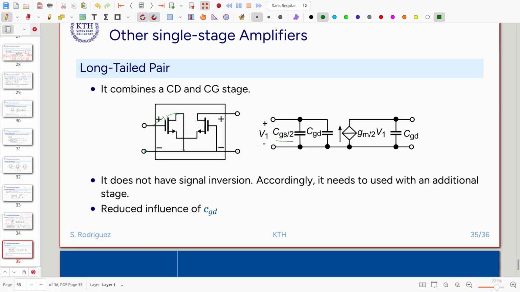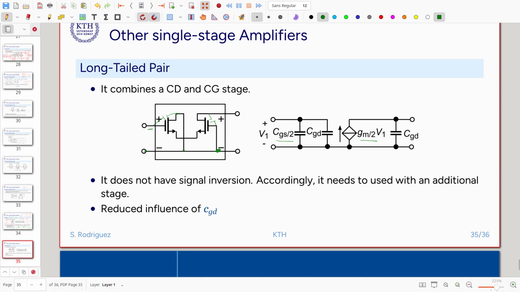We see here also that it shares with the differential pair the half of the transconductance, because now we are having just a factor of 2B in the ABCD parameters, so we have half of the transconductance that is working. And we have also that this capacitance appears here, CGD, from the output to the negative input and output.